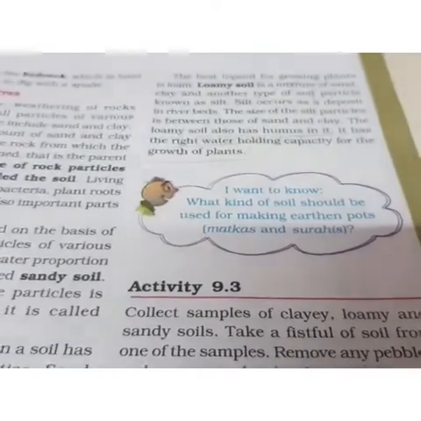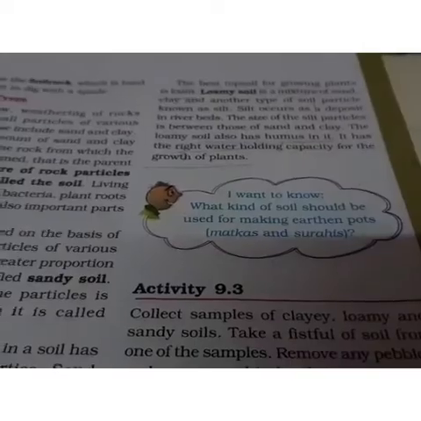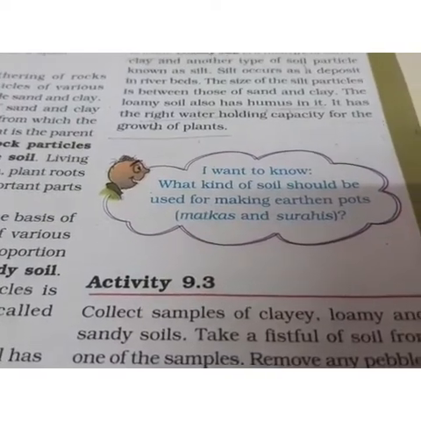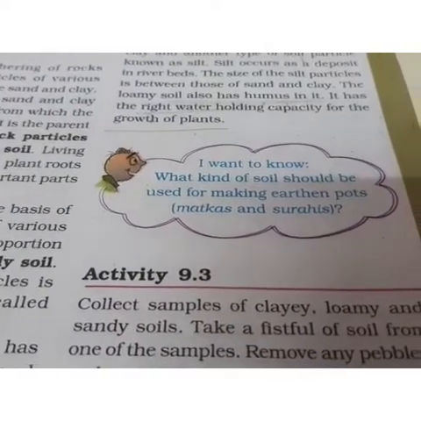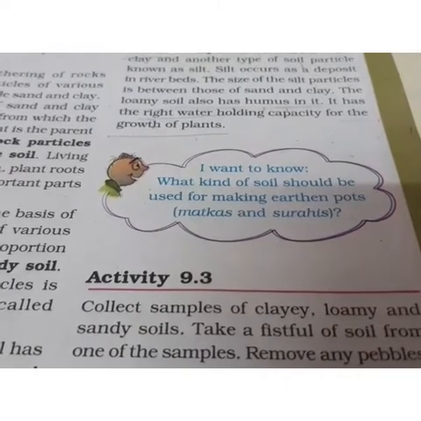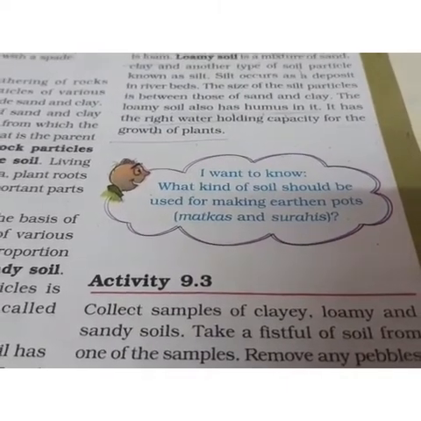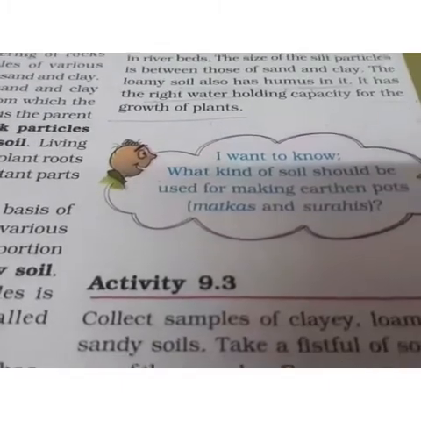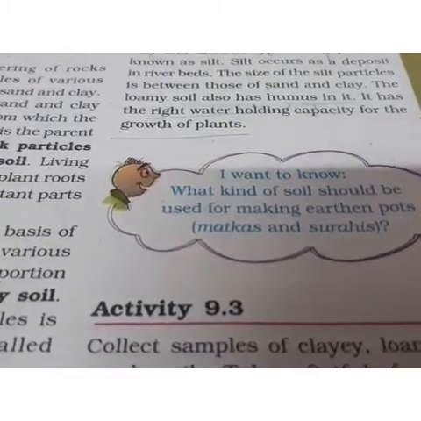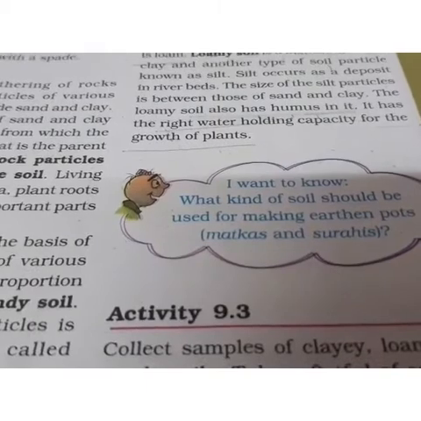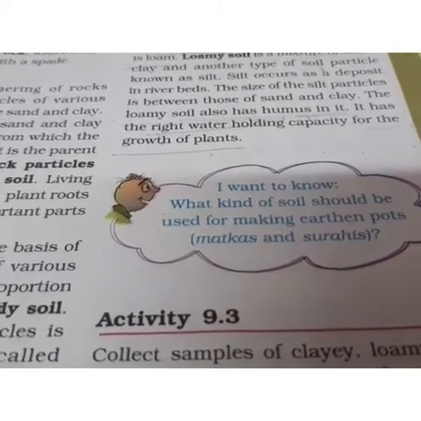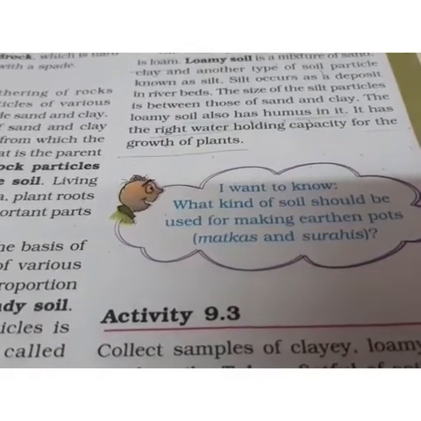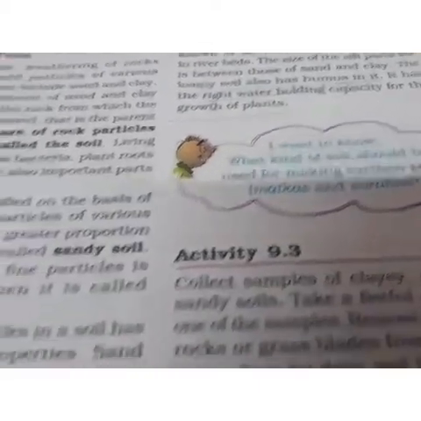Now next is, I want to know what kind of soil should be used for making earthen pots, that means utensils. मिट्टी की चीज़ें हम बनाते हैं उसके लिए किस तरह की मिट्टी की ज़रूरत होती है. जैसे मटका बनाते हैं, पॉट बनाते हैं, सुराही, which is used for water storage, that we use, matka. मतलब जो पॉट्स होते हैं वो हम किस मिट्टी से बनाते हैं.